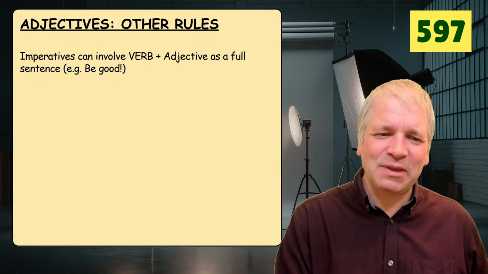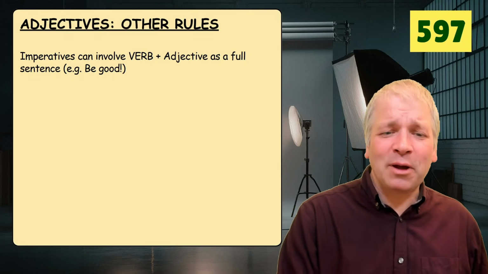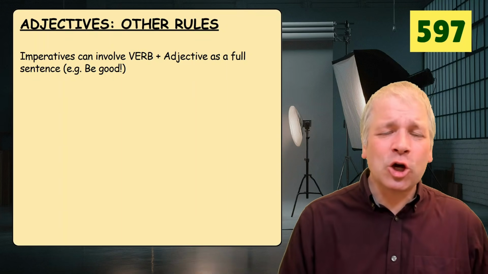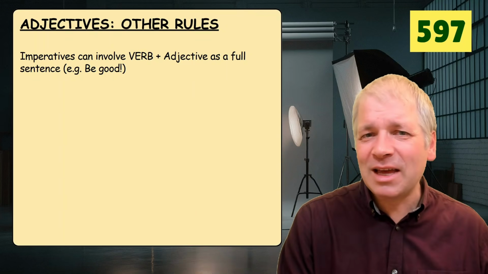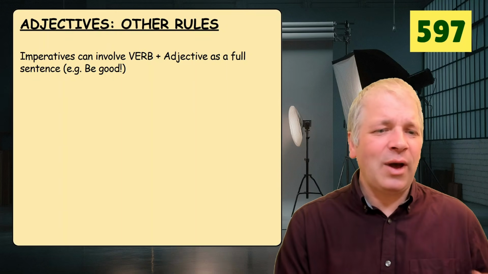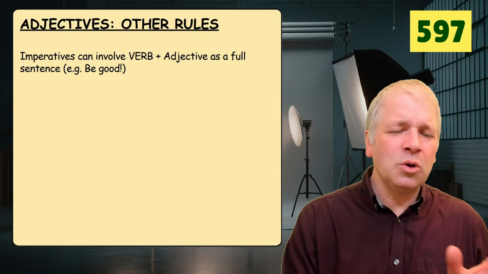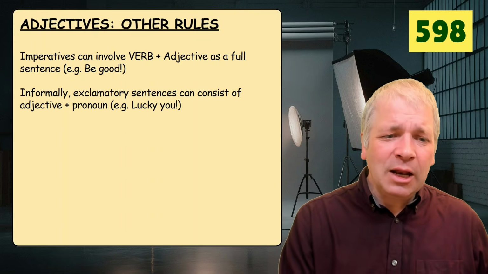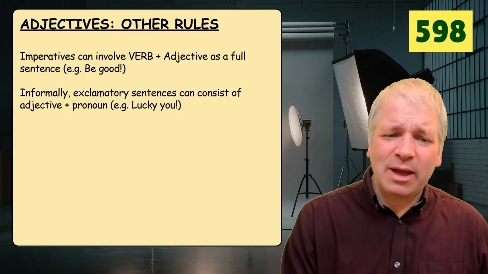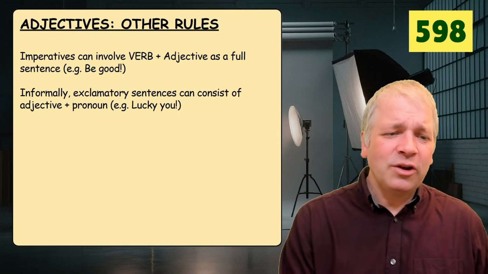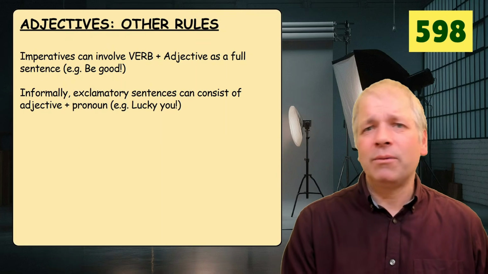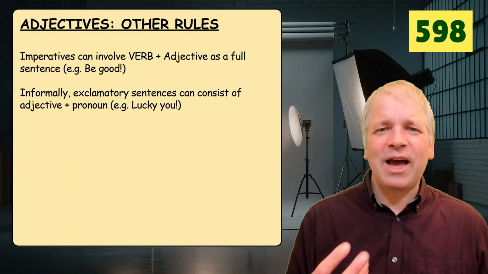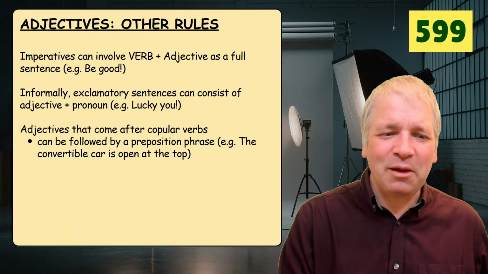And then imperatives. Moving on to the imperatives. These can involve verb plus adjective as a full sentence on its own. Be good, nothing else needed. It's just an instruction to have these qualities. It means you must or you should be a good person. Informally, exclamatory sentences can consist of just an adjective and a pronoun. Oh, you won the lottery, lucky you. Lucky, the adjective, you referring to yourself.